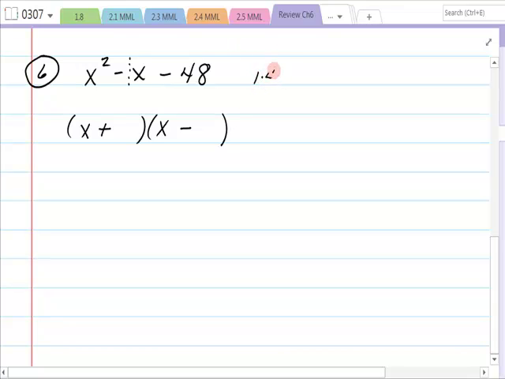So 1 and 48, no. 2 goes in there 24 times, and that's no. 3 goes in there 16 times, no. 4 goes in there 12 times. You might be using a calculator to get these paired. 5 doesn't go in there, 6 does, 6 times 8 is 48, and that's it. Do any of these work to give you a difference of 1? No. So what do you say about this polynomial? It's prime.